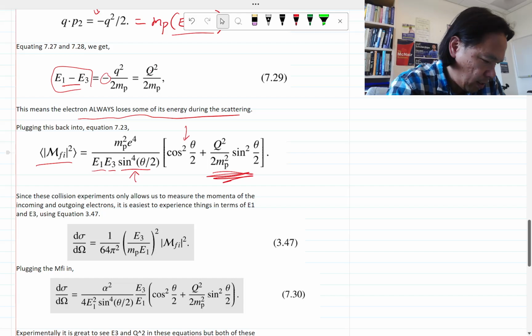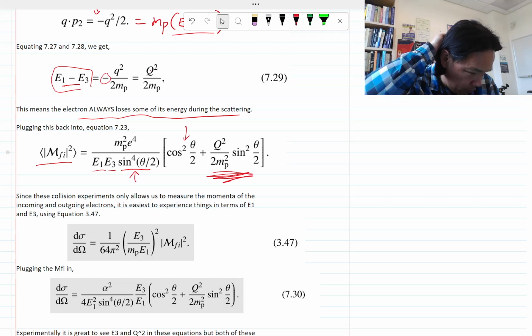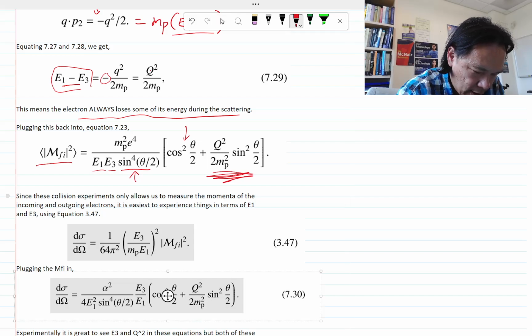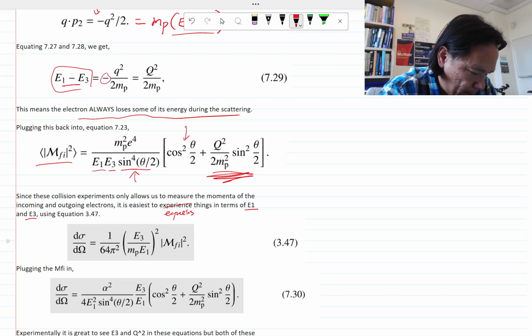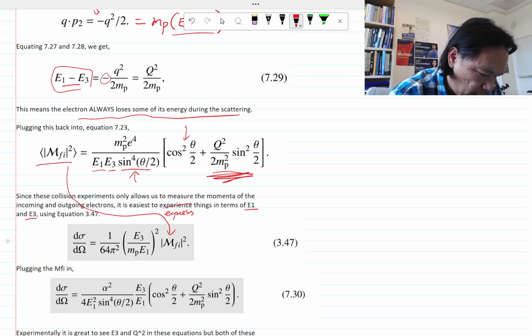Okay, so since these collisions only allow us to measure the incoming and outgoing photon, it's actually more convenient to express things in terms of E1 and E3 instead. So going back to chapter 3 once again, for all these cross-section calculations, we're going to plug this into equation 3.47, where this is going to be in terms of E1, E3, and the mass of the proton.